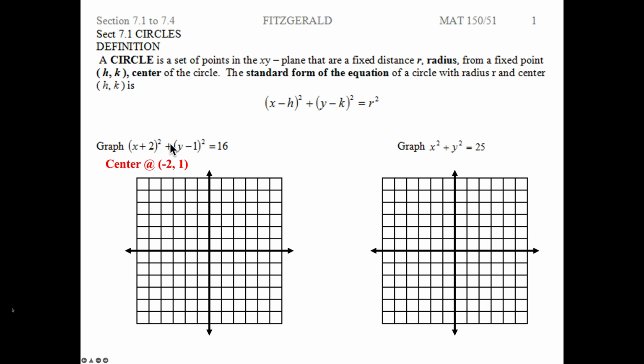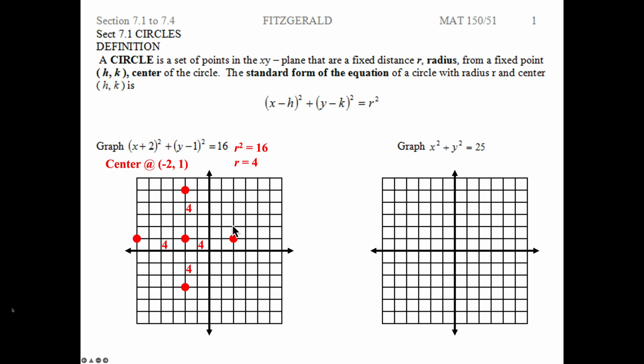Okay, so if we graph this first example, a little saying I like to tell people is: find the x, change the sign, −2. That's your x coordinate of the center. Find the y, change the sign, +1. That's the y coordinate. 16 is your r squared. Take its square root, 4. Let's go make the circle. Plot (−2, 1). We're going to go 4 to the right, 4 to the left, up 4, down 4.